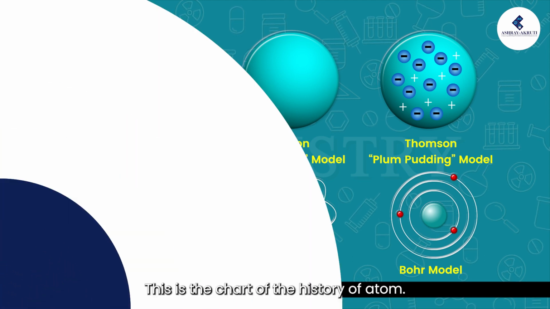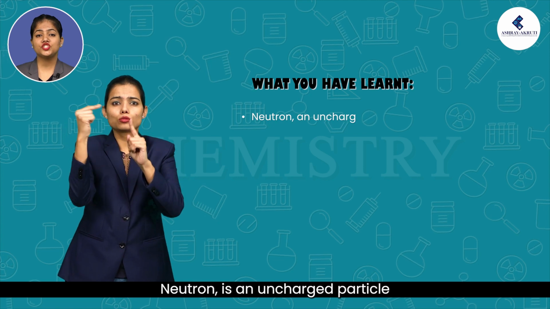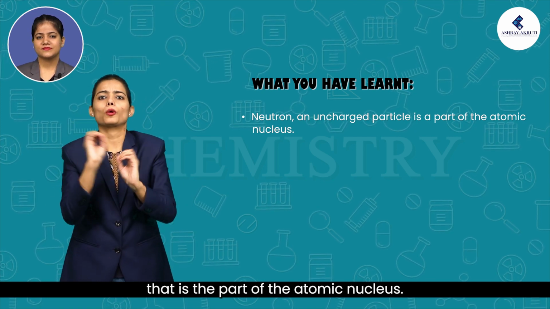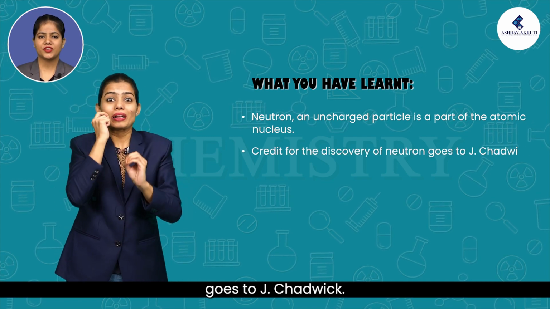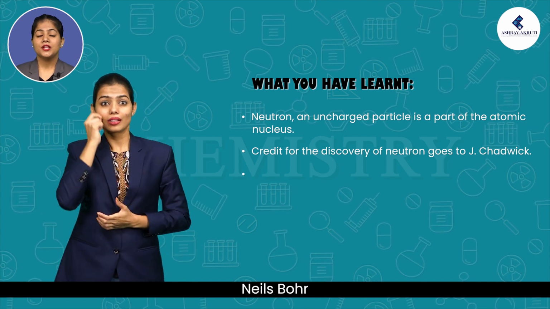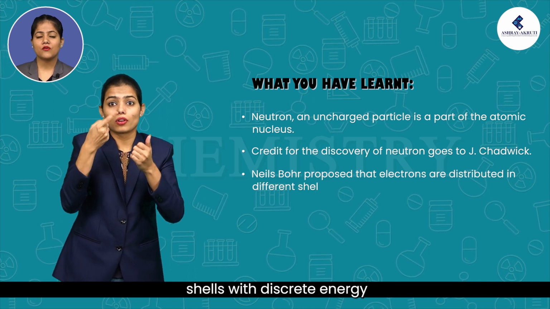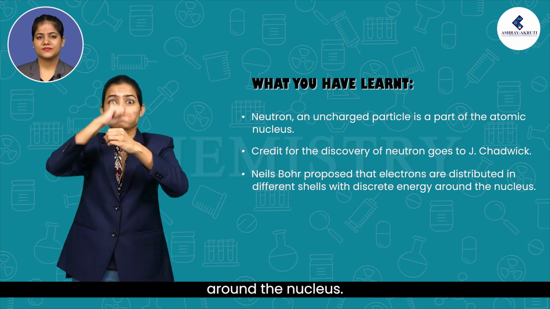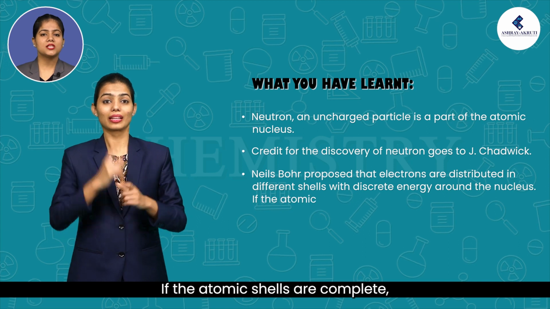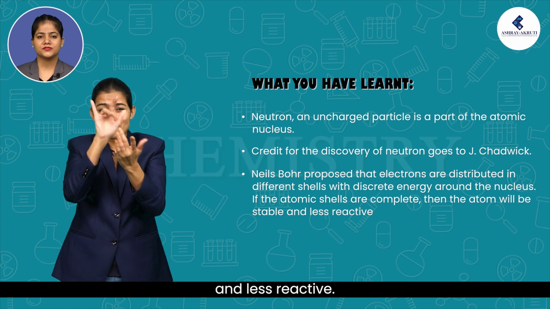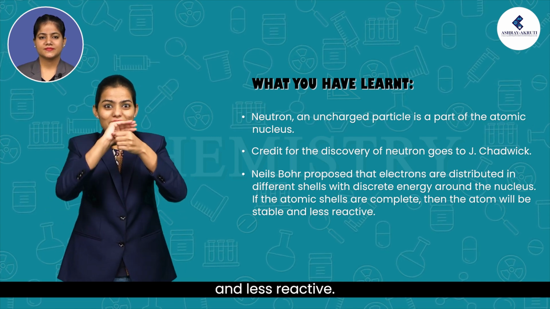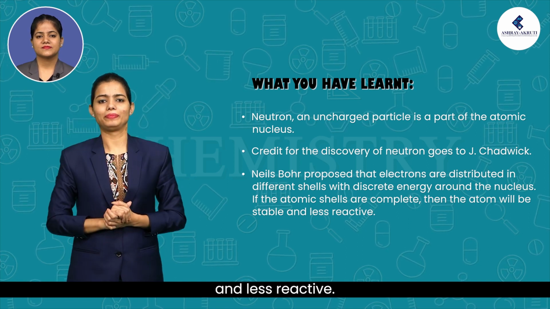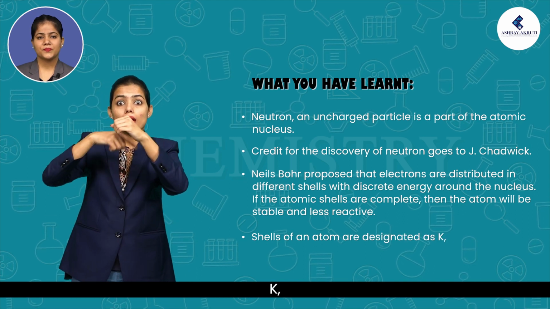What have you learnt? Neutron is an uncharged particle that is part of the atomic nucleus. Credit for the discovery of neutron goes to J. Chadwick. Niels Bohr proposed that electrons are distributed in different shells with discrete energy around the nucleus. If the atomic shells are complete, then the atom will be stable and less reactive. Shells of an atom are designated as K, L, M, N.